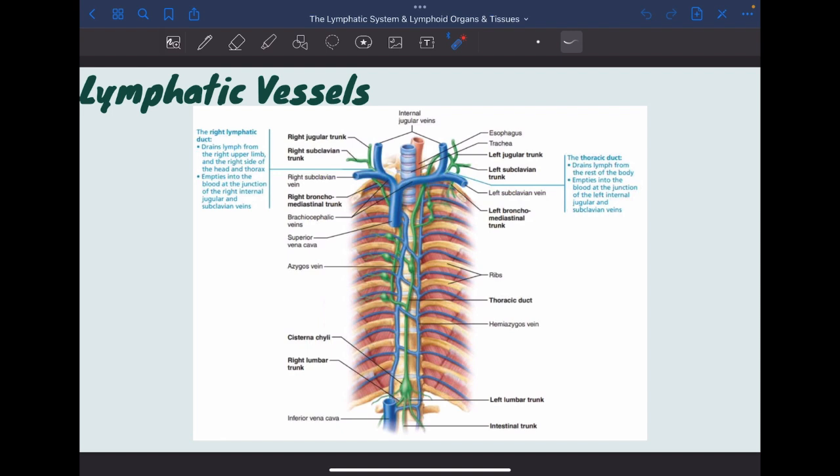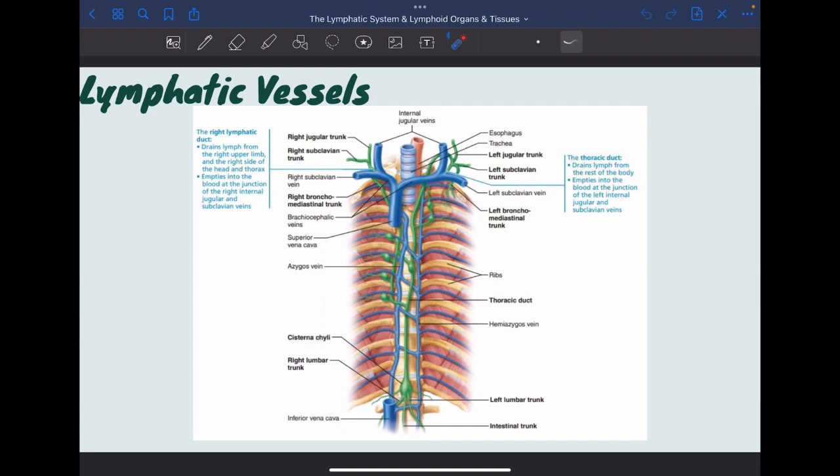So, again, you can see very simply how they will drain. The right upper side is going to drain in the right lymphatic duct. But for instance, the intestinal trunk, which is basically the digestive organs, is going to drain in the thoracic duct, along with the right and left lumbar trunks, which will drain the lower limbs, and so on and so forth. They're all going to drain in the thoracic duct.